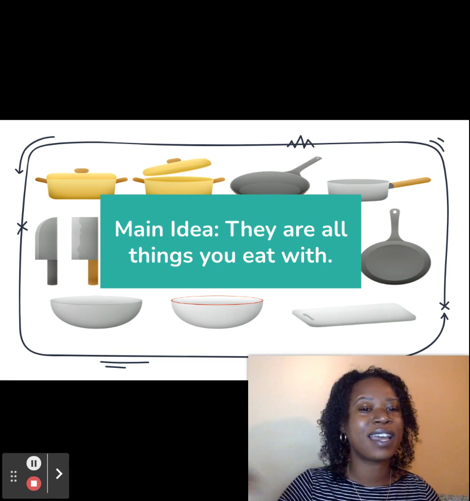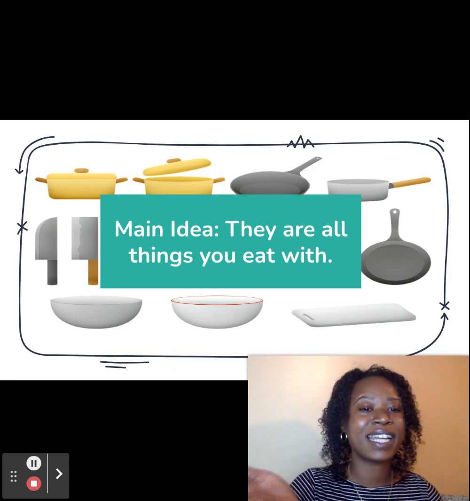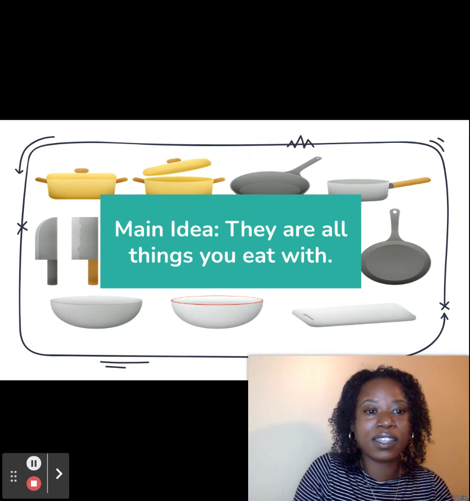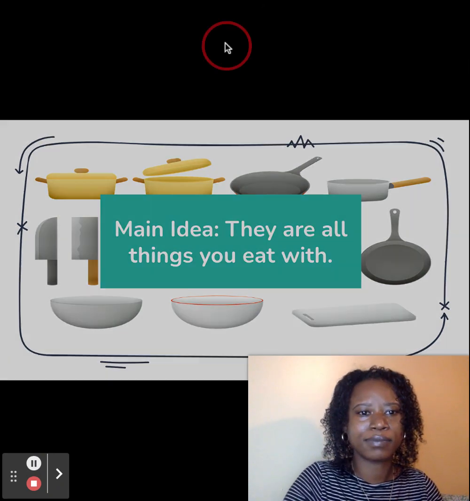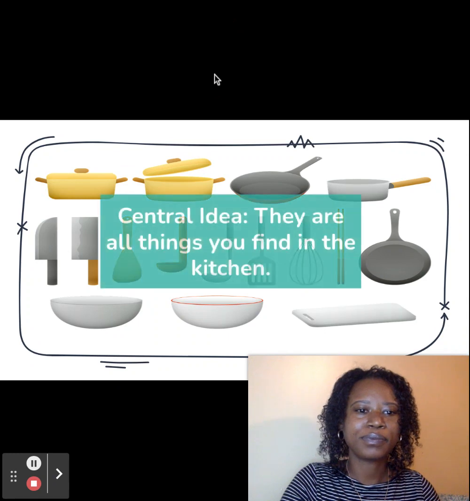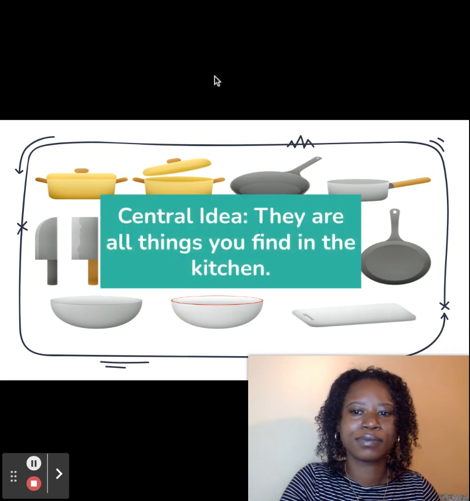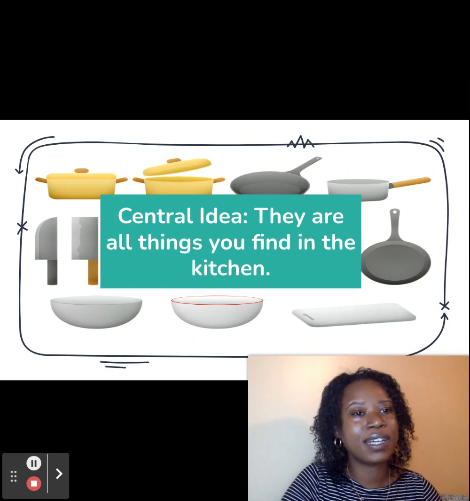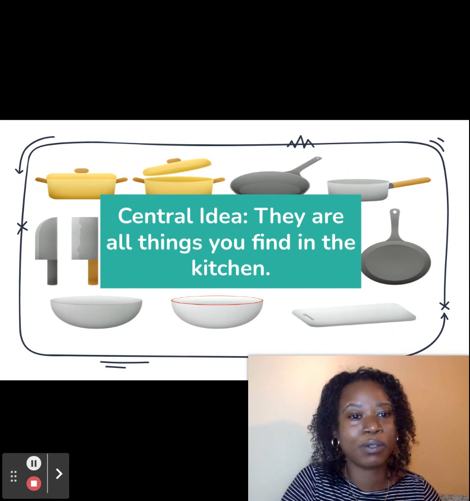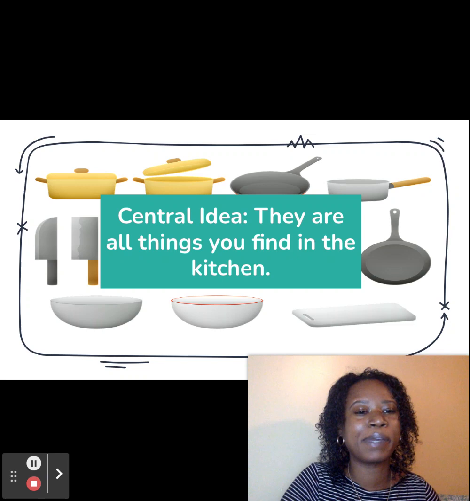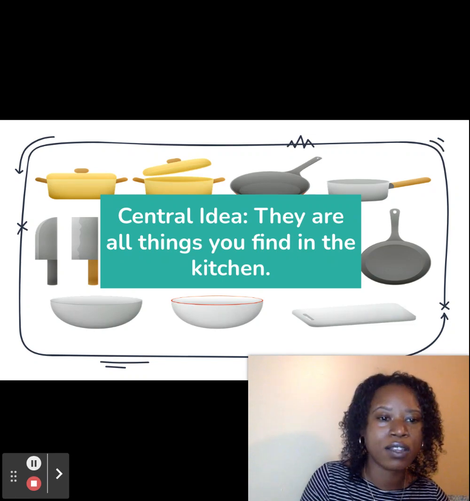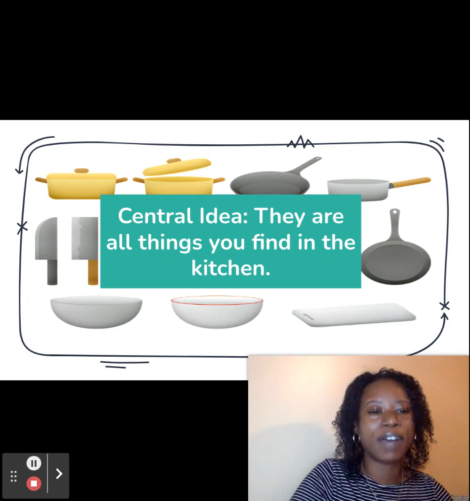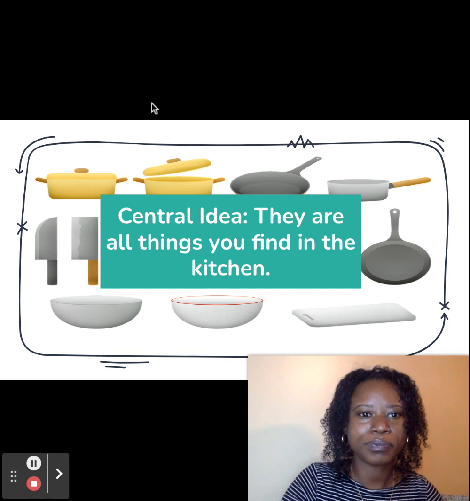So again, remember I said, the text may have many main ideas, but essentially, they're all the same. So our central idea, remember, main idea plus main idea equals central idea. So our central idea would be that all of these details are things that you can find in the kitchen.